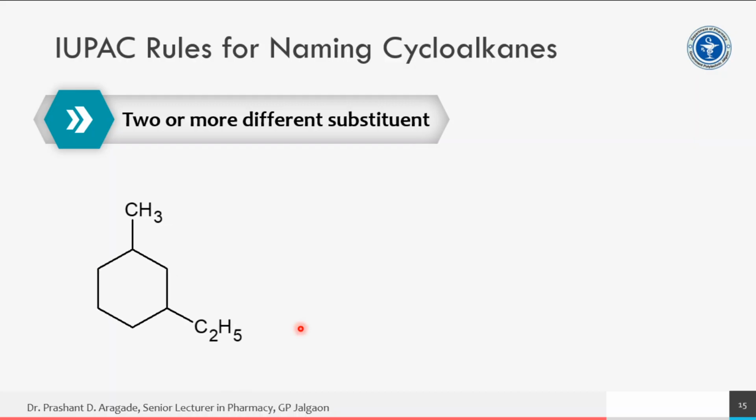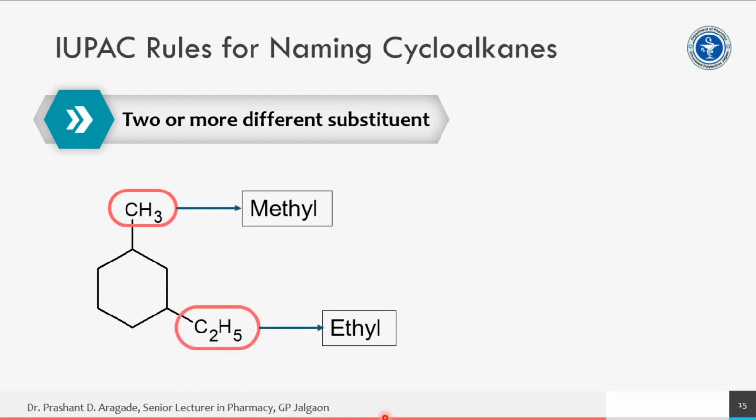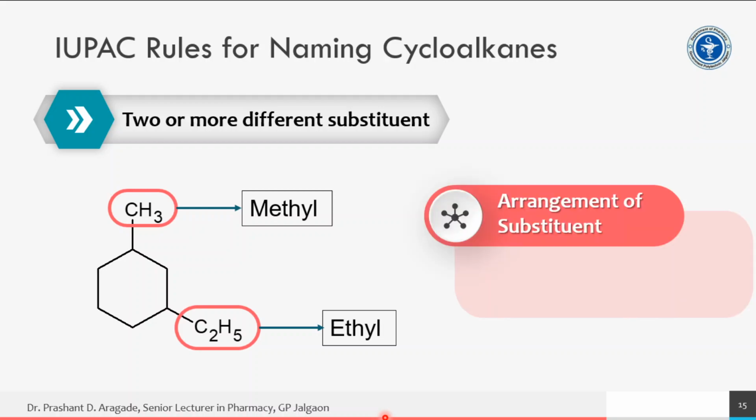So in that example, we have two different substituents. First is methyl, second one is ethyl. So as per the rules, you have to arrange the names of substituents according to the alphabet. So here the first substituent is ethyl and the second substituent is methyl. Why? Because ethyl starts with E and methyl starts with M. So as per alphabetical order, ethyl is the first substituent.